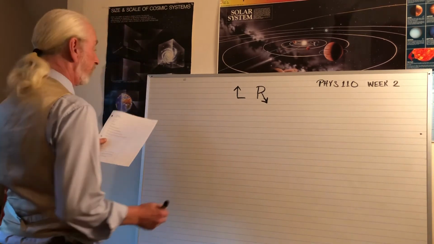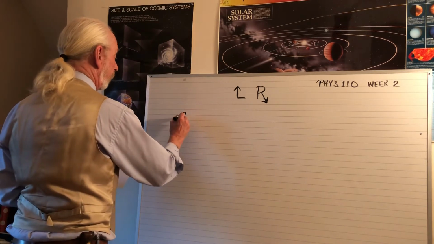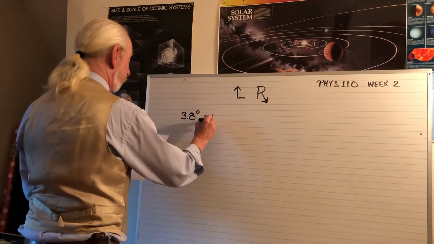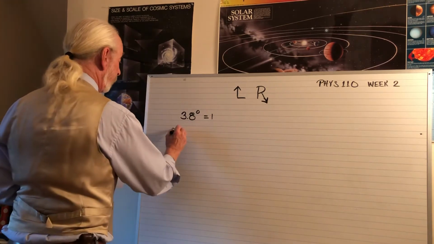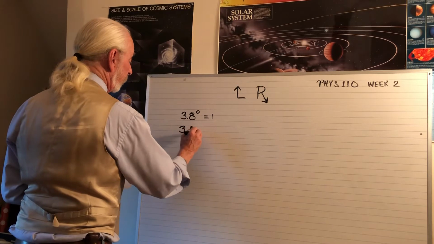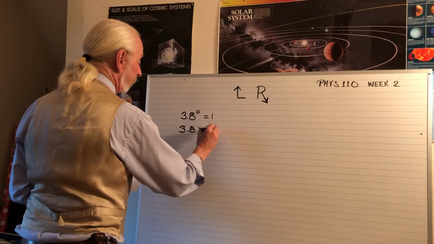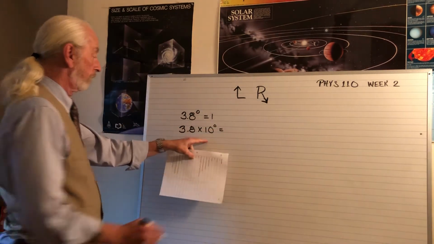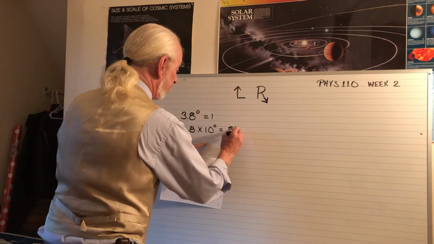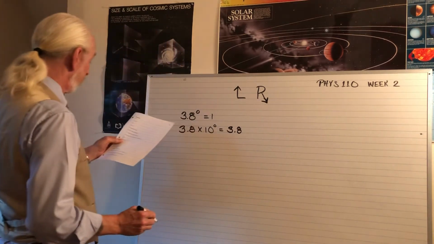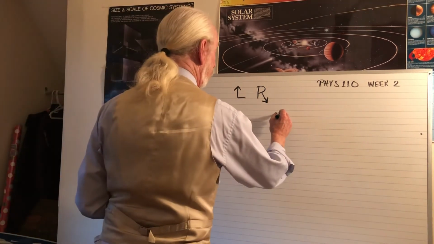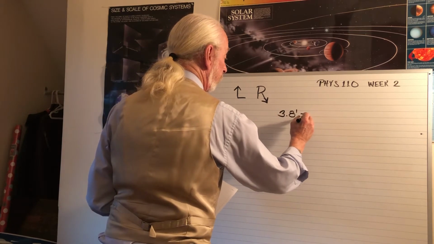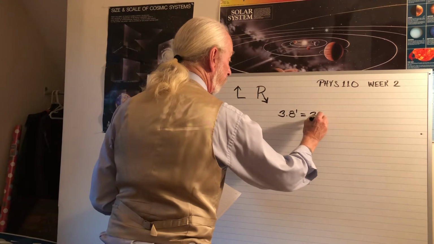3.8 to the 0 power. That's going to equal 1. 3.8 times 10 to the 0 power. 10 to the 0 power, that equals 1. So 3.8 times 1 is 3.8. 3.8 to the first power is going to equal plain old 3.8.